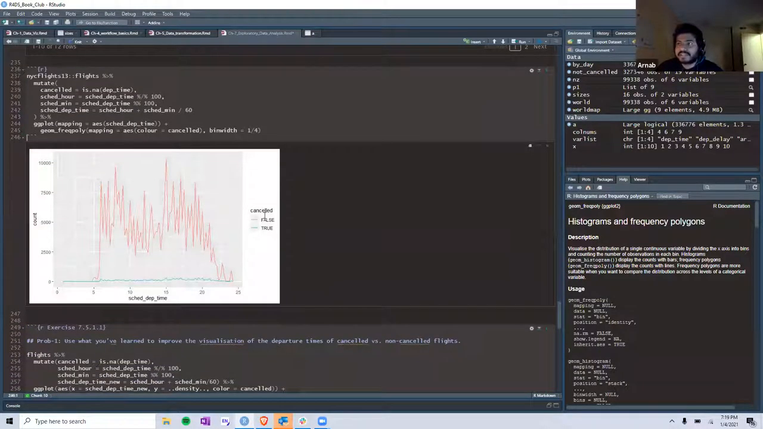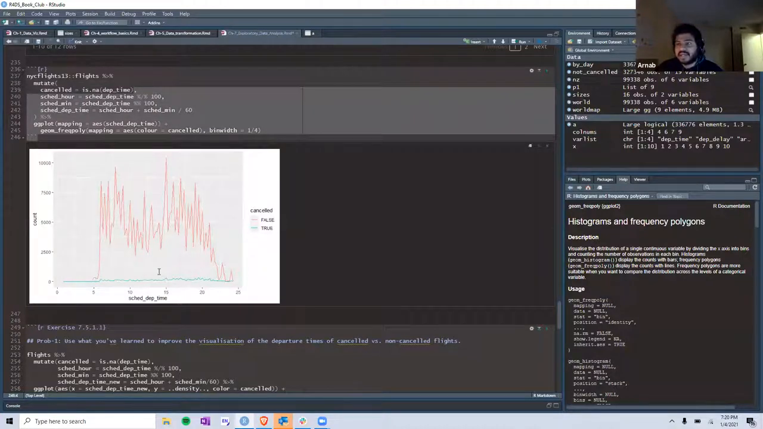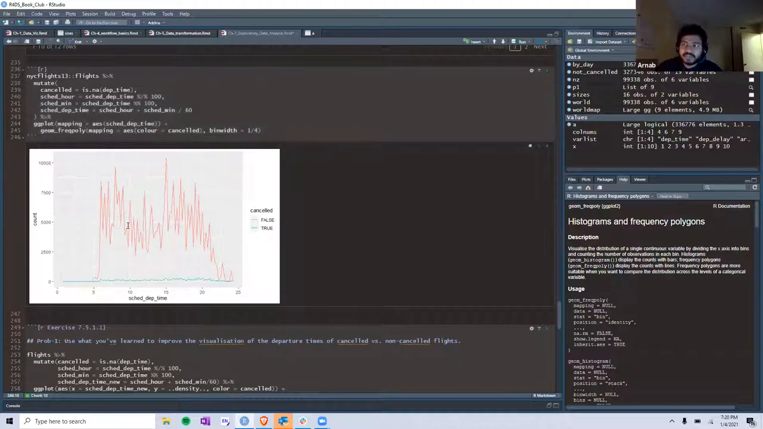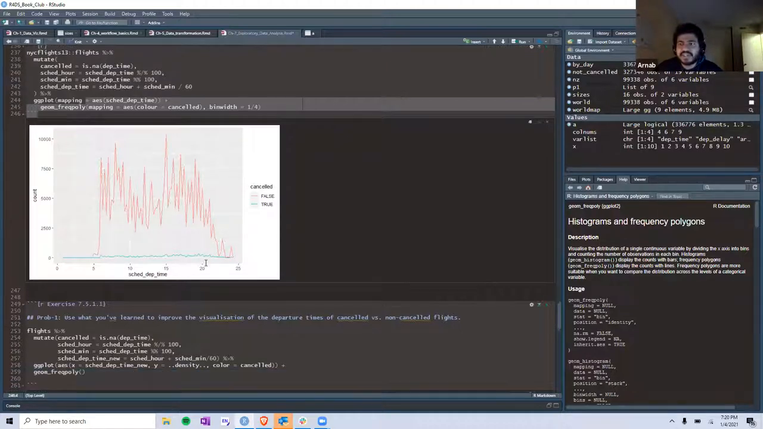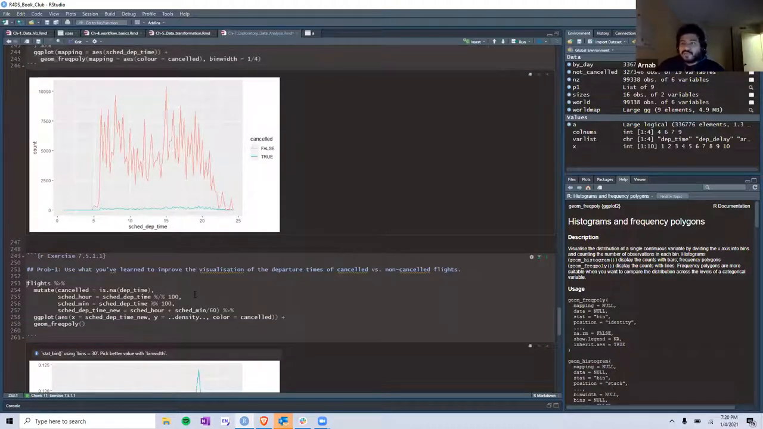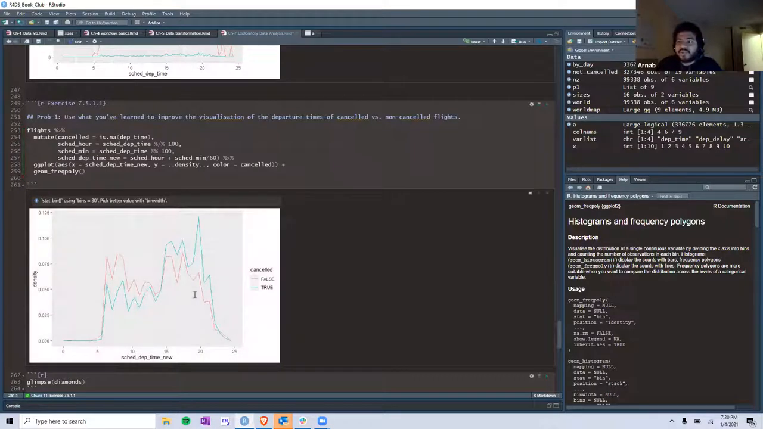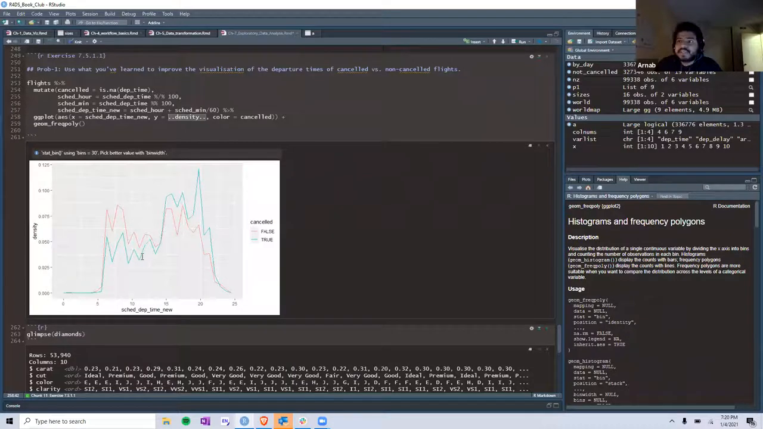And what happens in this case, they create a new variable using mutate to identify flights that are canceled through a true or false way, through a logical variable. And when they do a frequency polygon for the same thing, we see that the number of canceled flights is very few, and the number of non-canceled flights is very high. That's why the distribution of scheduled departure time is not that useful. We can address this by using the density function. So instead of using counts as the y-axis, we use density as the y-axis. And this makes the canceled and the non-canceled flights very comparable.